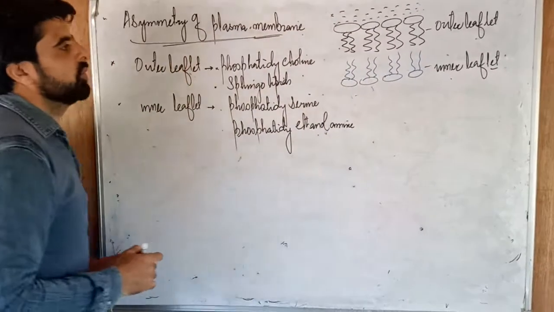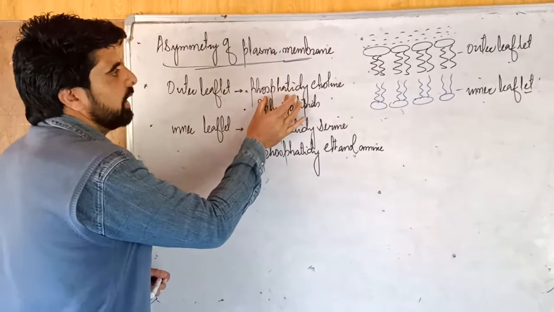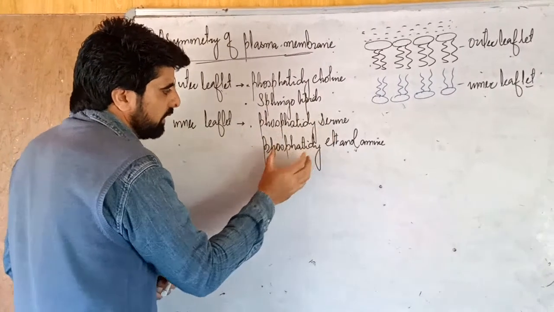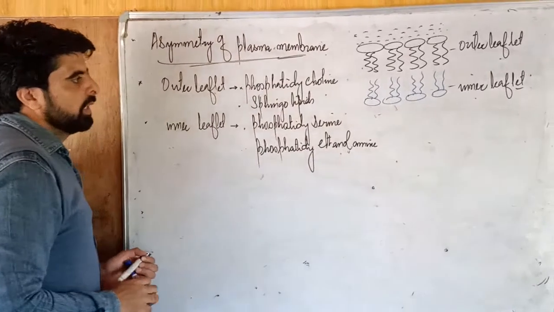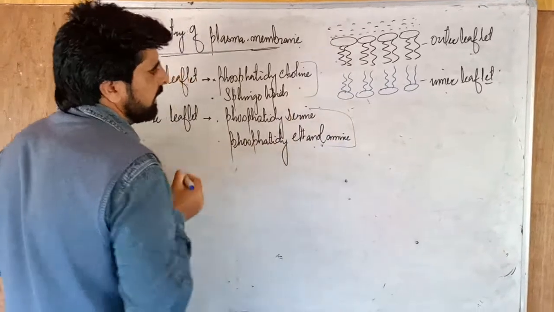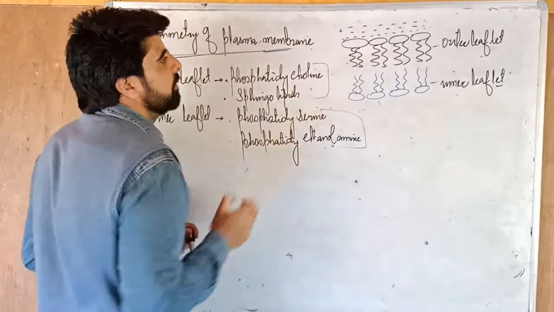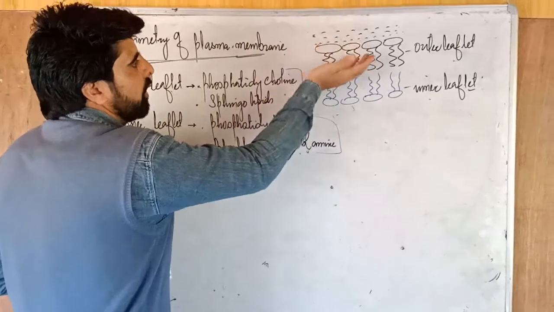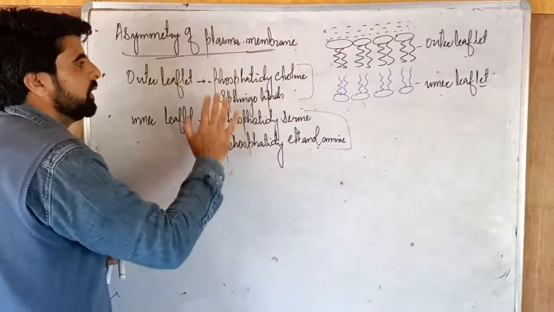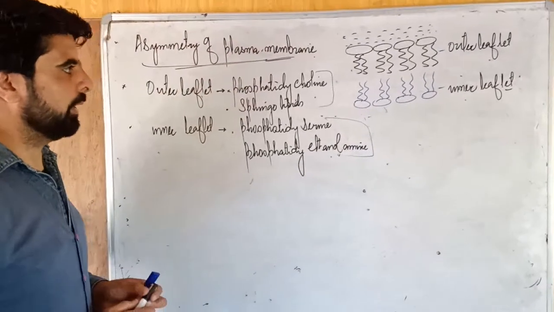So if we take the composition or the nature of the lipid bilayer, the outer leaflet is made up of phosphatidylcholine and sphingolipid, whereas the inner leaflet is made up of phosphatidylserine and phosphatidylethanolamine. The external layer has one type of phospholipids and the internal leaflet has another type of phospholipids, which makes it an asymmetrical membrane. The outer layer and inner layer are two different layers because they are made up of two different types of phospholipids. This creates asymmetry in a plasma membrane.